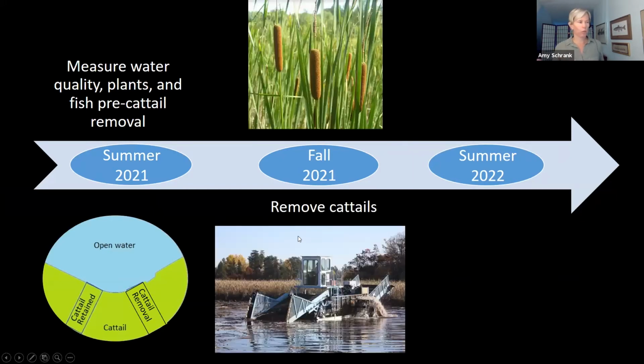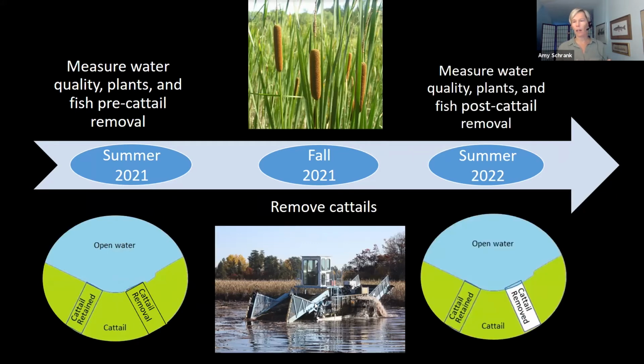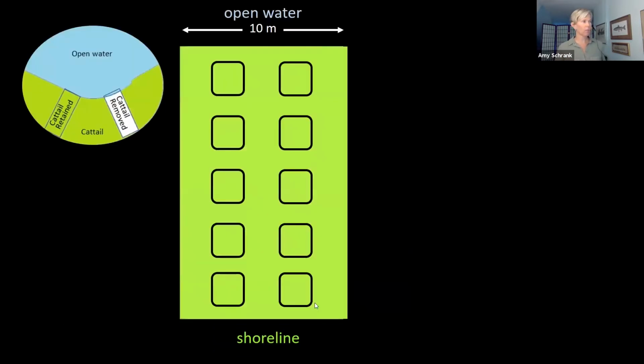And then in fall 2021, we'll remove cattails at one of these two sites. And again, that's with mechanical cutting below the water. And then we'll go back in summer 2022, measure water quality, plants, and fish post cattail removal and look at those comparisons.